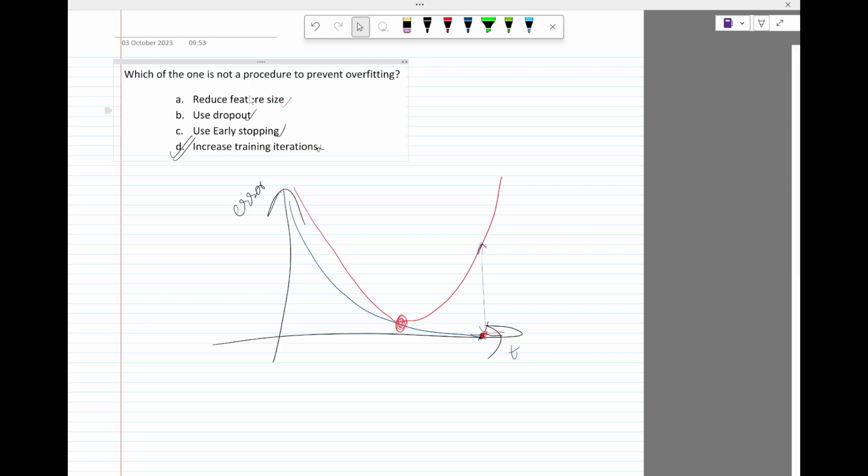So reducing the feature size means with a small number of features you are trying to find the best fit, and that will lead to less complex models. When you are using dropout, you are trying to learn very general features, so that will prevent overfitting. And early stopping, by principle, is supposed to prevent overfitting. And when you increase the training iterations, that means you are basically forcing your model to overfit. So that is the correct answer.